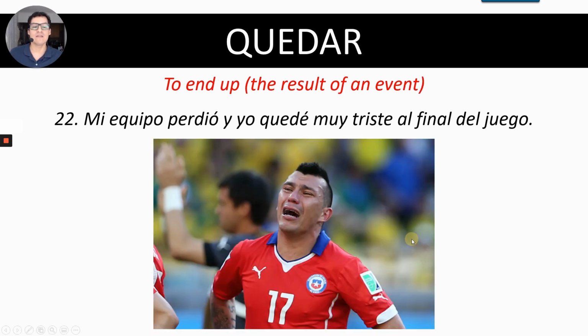Número 22. Mi equipo perdió y yo quedé muy triste al final del juego. Quedar in the past tense. Yo quedé muy triste al final del juego.